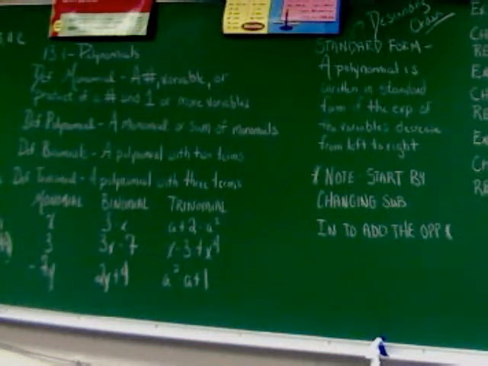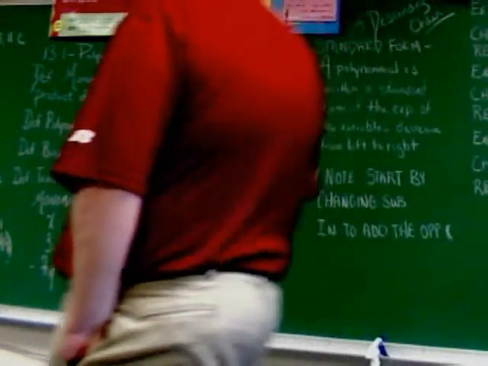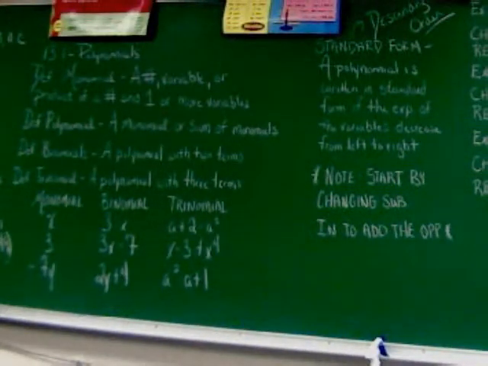All right, definition time. Definition of a monomial: a number, variable, or product of a number and one or more variables. Polynomial: a monomial or sum of monomials.